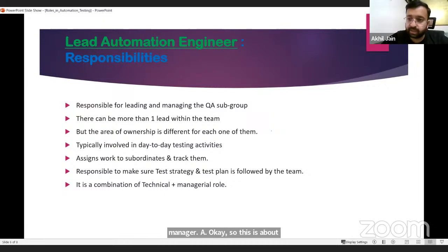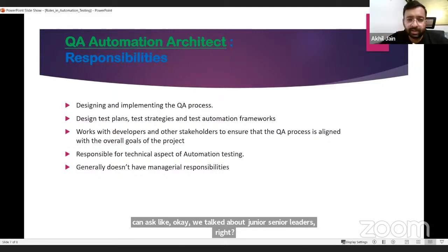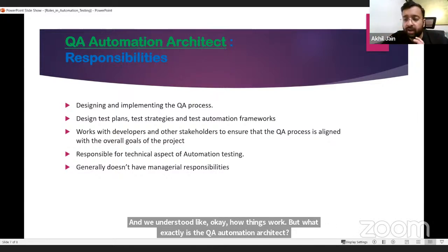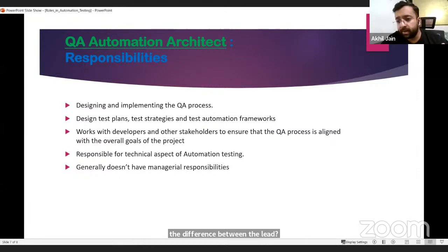The next role, which is an interesting role, and which is new, I would say, to the QA industry, is the QA automation architect. Now people can ask, okay, we talked about junior, senior, lead engineers, and we understood how things work, but what exactly is a QA automation architect? And there is another role which is pending, which is a QA manager. So first of all, we need to understand the difference between the three: lead, architect, and manager.